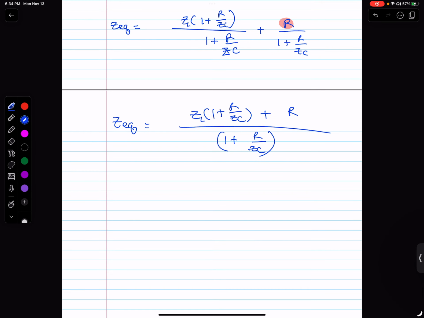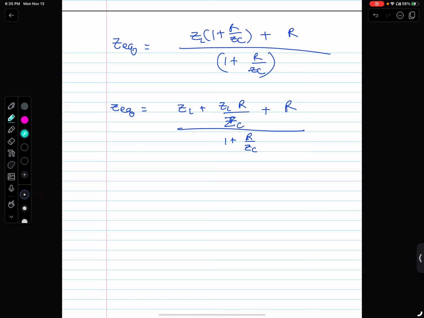So let me expand this a little bit more. Z equivalent equals ZL plus ZL times R by ZC plus R, the whole thing divided by 1 plus R by ZC. Okay, so all I'm doing is mathematical jugglery here. Now, another piece of jugglery that I can do is noticing the denominator here, I want to get rid of the imaginary terms from the denominator.